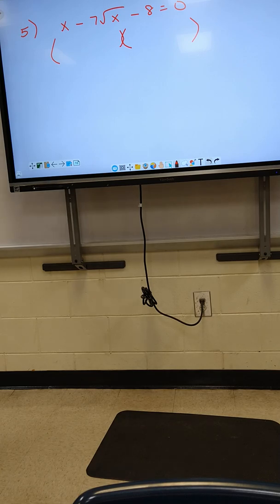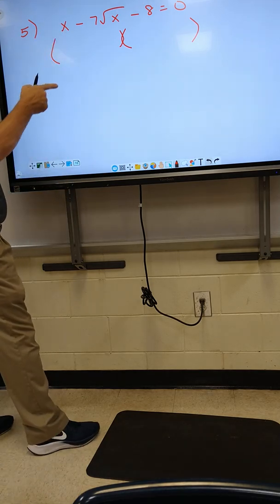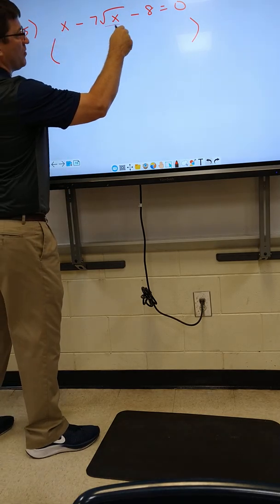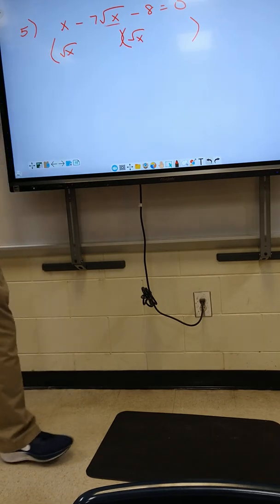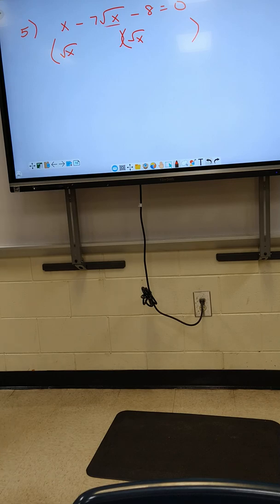Everybody good? All right, so look, to start this problem, Dylan, just memorize. If you've got a square root of x in the middle, put a square root of x there and a square root of x there. Start it off with square root of x times square root of x. Now, how does that work? How does that give you x?